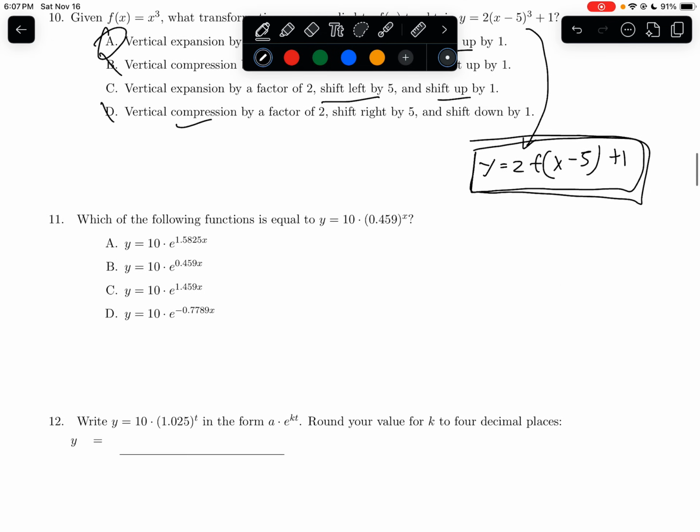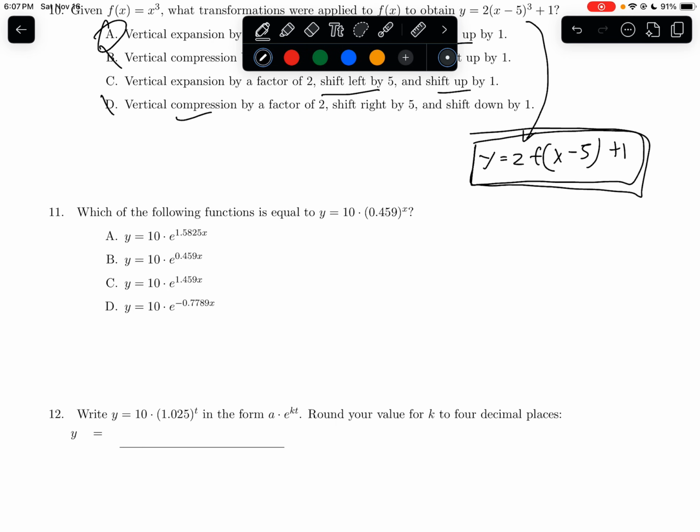Which of the following is equal to this function? So we have to know how to convert these. This is something like a times b to the x, and what we want to end up with is something like y equals a, and it will be the same value for a, e to the power of kx.